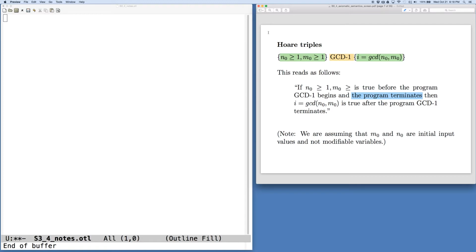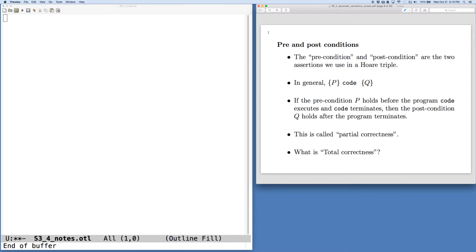And so here what we're trying to show is that if this Hoare triple is valid, and if it's true, it tells us that if the precondition is met, if n0 is greater than 1 and m0 is greater than 1, this is true before the program begins, and the program terminates, then afterwards i is equal to the greatest common divisor of n0 and m0. Right? So GCD here is not a function call. It's our mathematical definition of GCD. And so there's a proper specification of what that means that we all understand. But those are the two components in math, the precondition and the postcondition. And then the code in the middle.